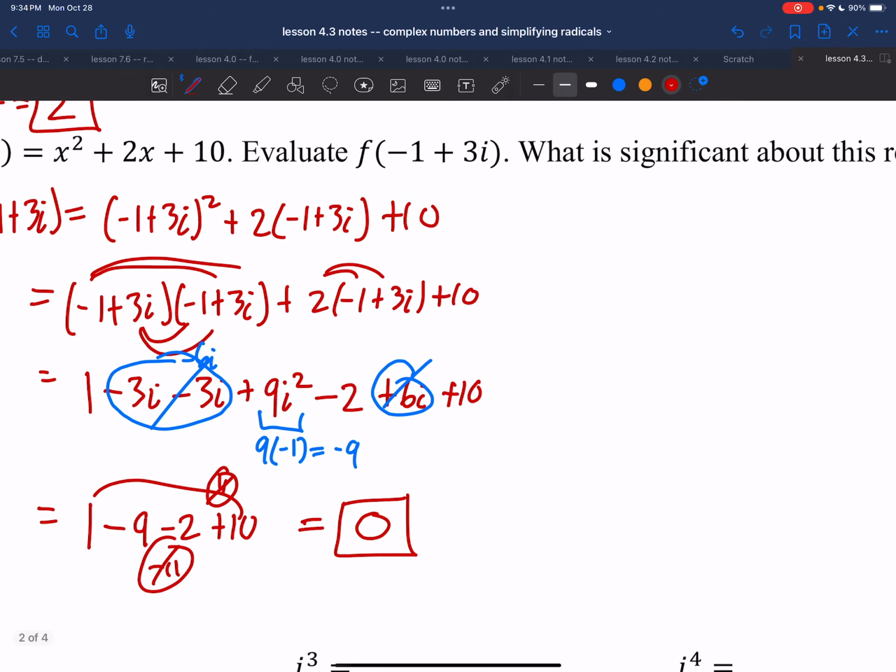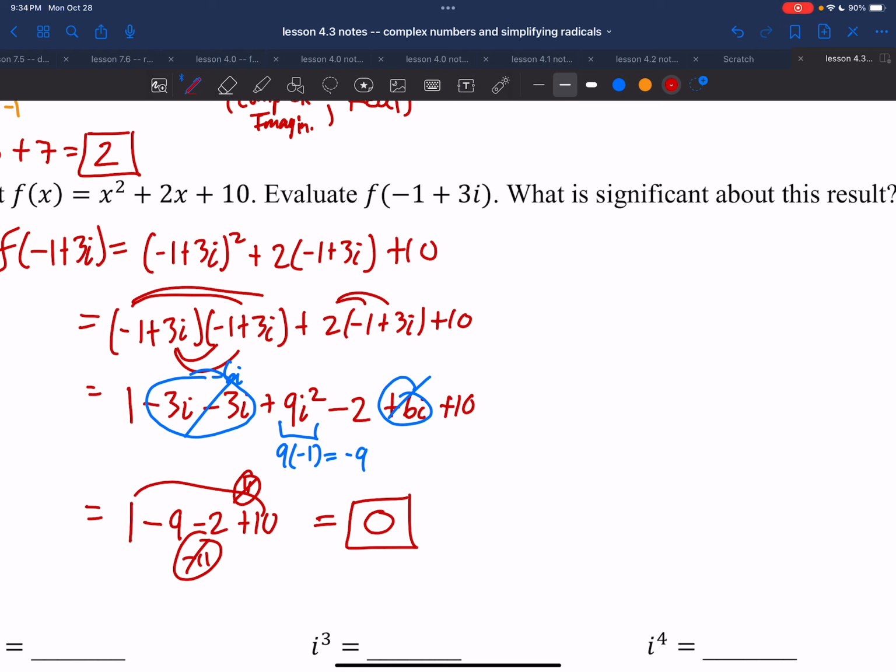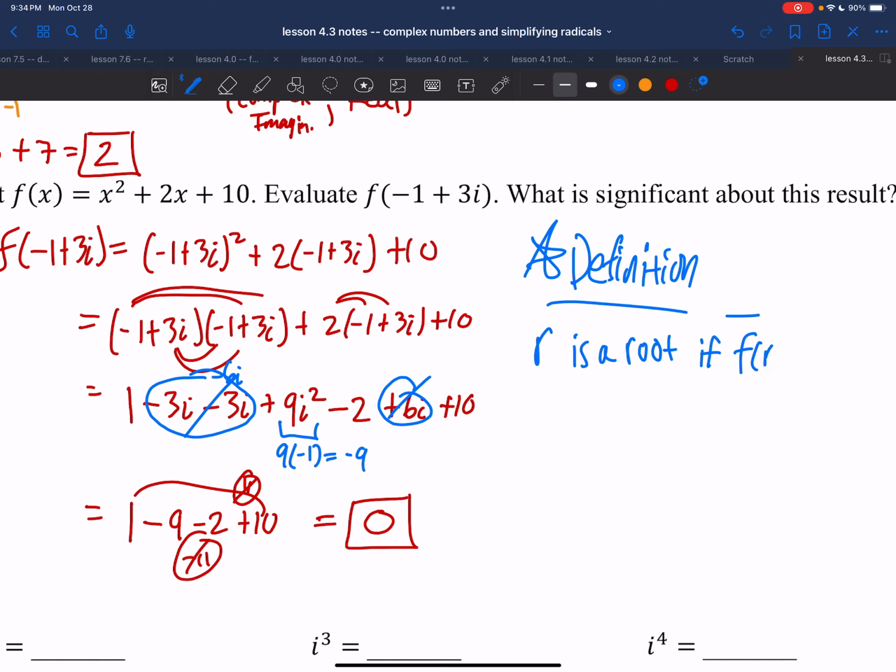Okay. So what's significant about this result, right? Well, you plugged in something and it came out to 0. And of course, you might be saying, okay, well, 0. I guess 0 is a real number, so it's a real number again? I say, sure. But we learned about something in lesson 4.1. An important definition. And that definition was: R is called a root if f of R is 0.